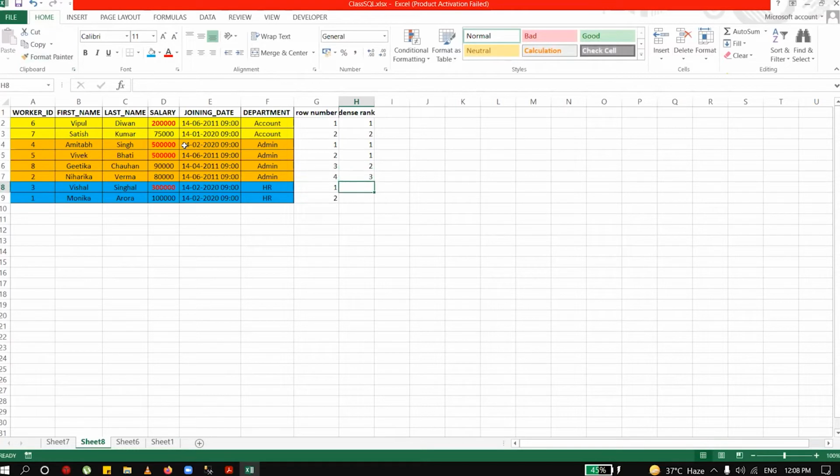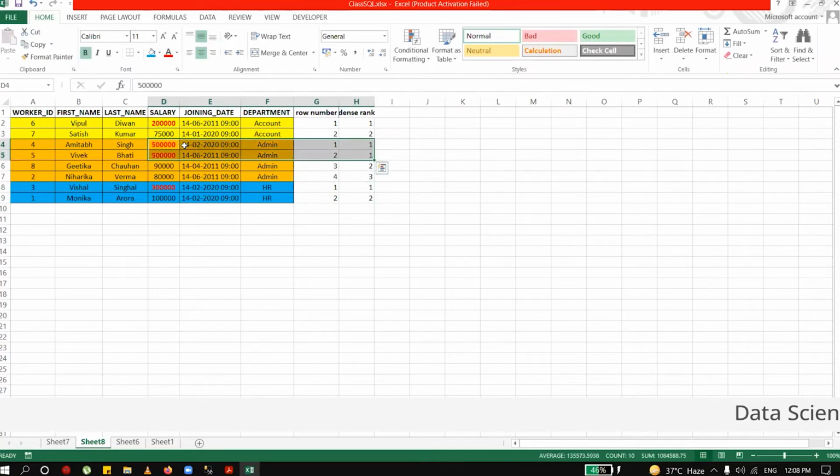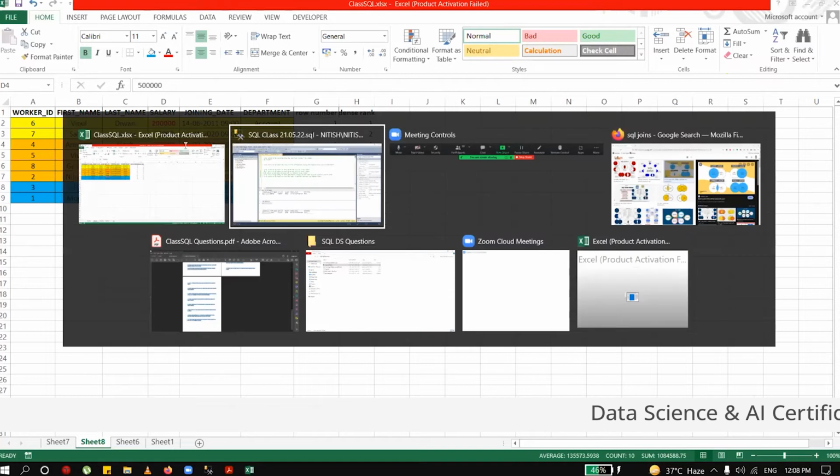Okay, 1, 1, 2, 3, and here it is again 1, 2. It is exactly on the basis of the unique values I have for salary. So both are 1. This is what a dense rank does. Let's see the changes over in the SQL also, how it happens.